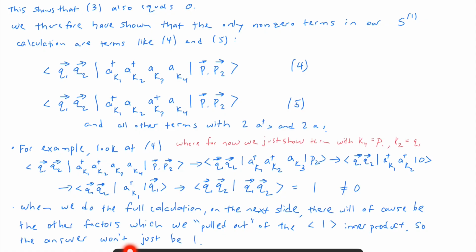Now we're going to get to the next slide and talk about all the stuff that we pulled out of these inner products. So the answer won't just be 1, but this gives you a big, broad overview of the nature of this calculation. Please take your time, work through this yourself, review these lectures a lot. It's kind of fun calculations when you just realize the A and A daggers are literally creating and destroying particles. They're doing it mathematically, but it's a very cool physical interpretation.